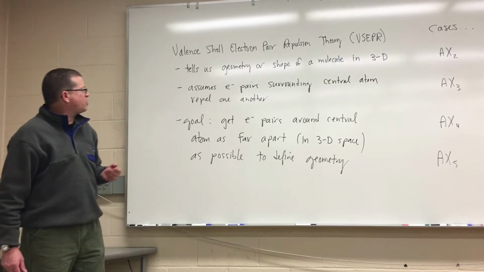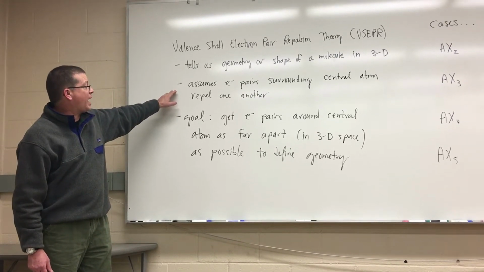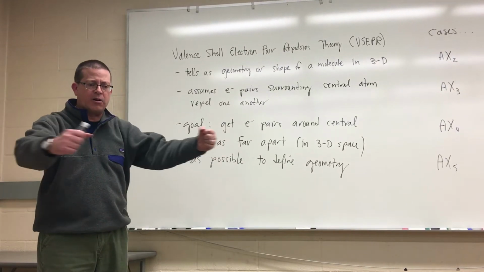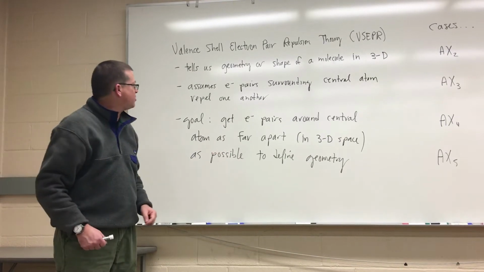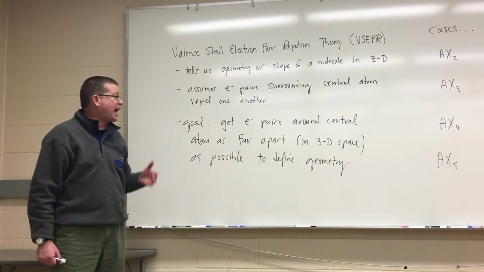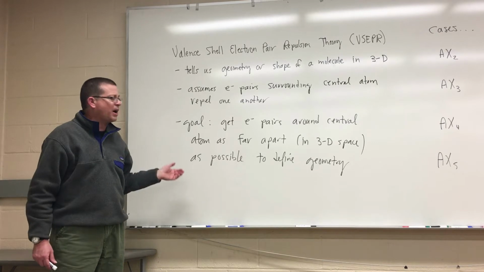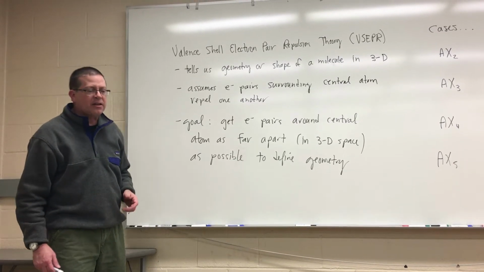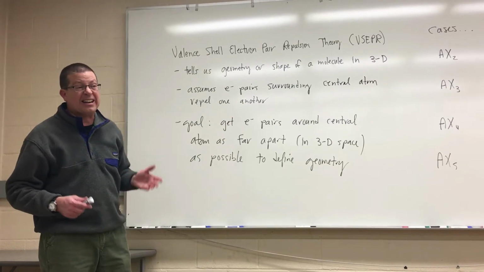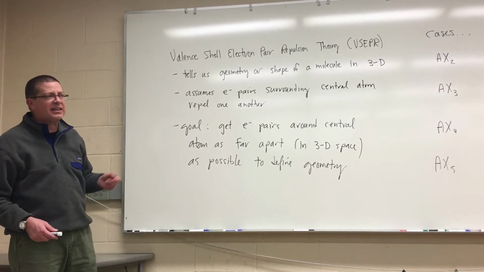What drives this is the assumption that the electron pairs that surround the central atom are going to repel one another. It makes sense that electron pairs, when they interact, ought to repel. So the goal is going to be to get those electron pairs that surround the central atom as far apart in three-dimensional space as we possibly can. And when we do this, the resulting shape is going to define the geometry of that molecule, again, in three-dimensional space. So it's actually pretty easy to do when you start thinking about it.